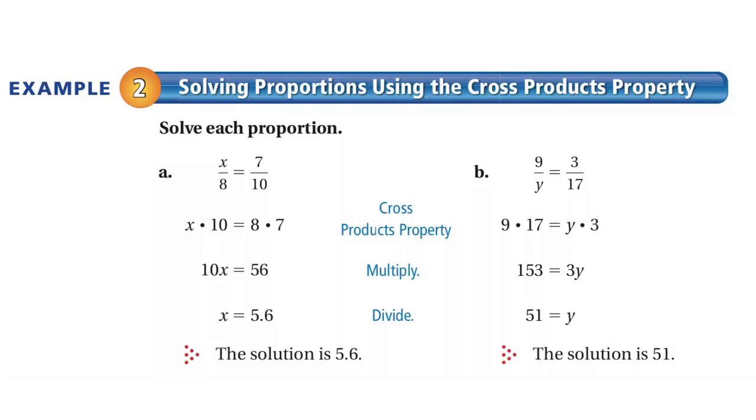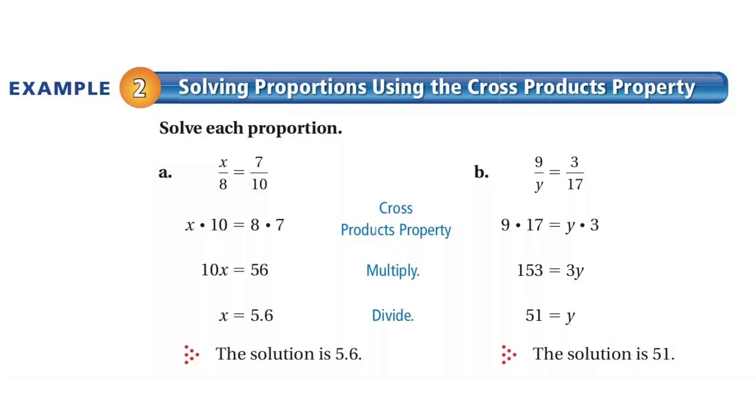For example 2, we're using the cross products property. So for part A, x over 8 equals 7 over 10. We do x times 10 and we get 10x. We do 8 times 7 and we get 56. So we now know 10x equals 56. To get x by itself, we divide both sides by 10 and we're left with x equals 5.6.